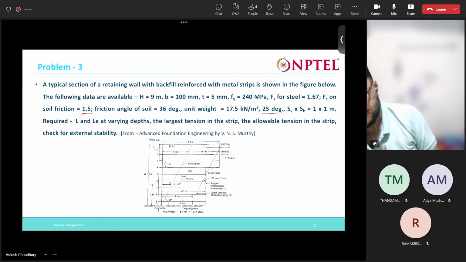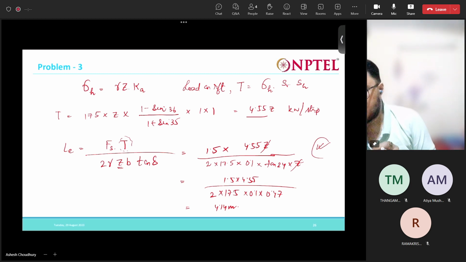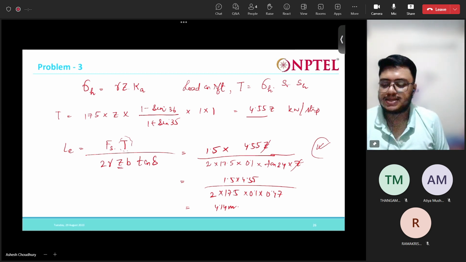Now this is a little different way of satisfying the stability criteria. The internal stability criteria, the tension criteria and the pull-out criteria, we already satisfied in this part. Now we will try to satisfy the external stability criteria.